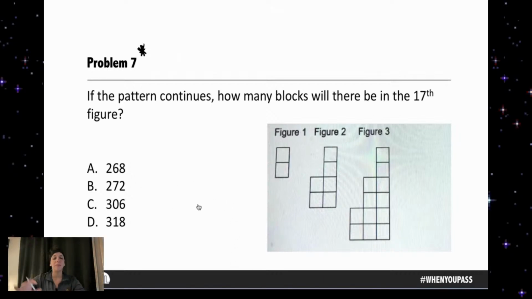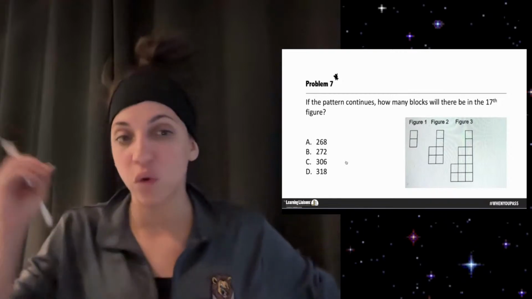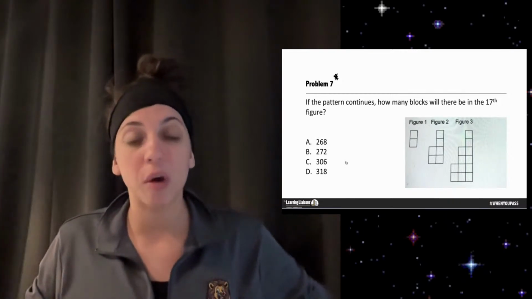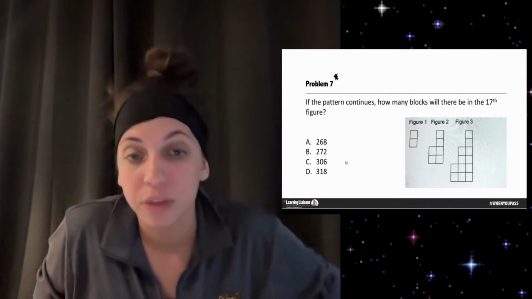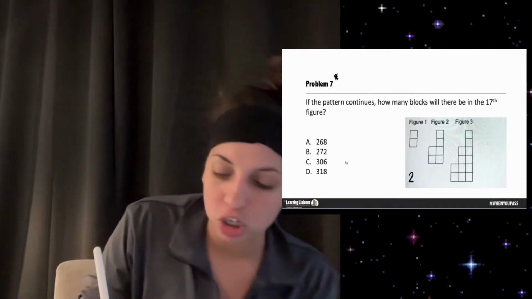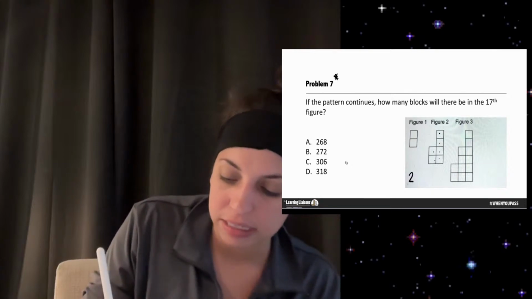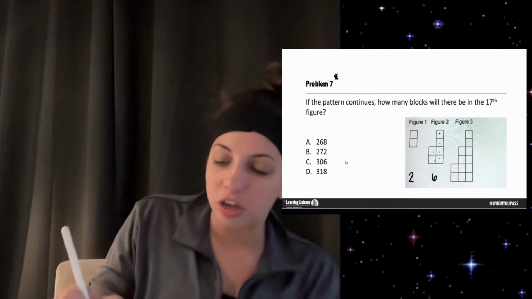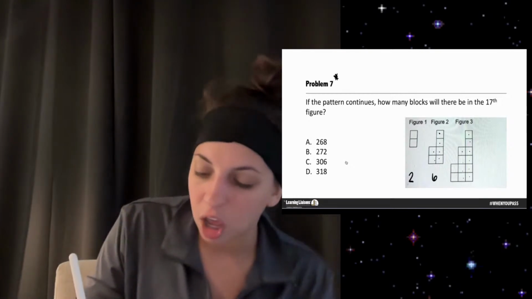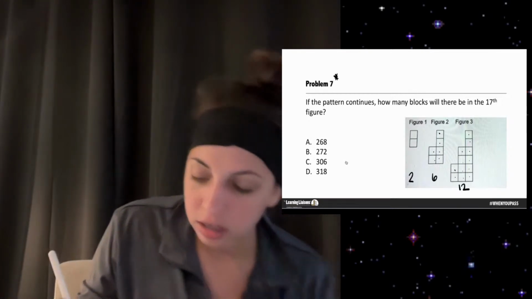Now, people love to have a formula or a process for these kinds of problems. And quite frankly, between you and me, I don't love memorizing formulas or processes that are not necessary. I am a huge proponent of figuring it out. So in figure 1, I have 2 blocks. In figure 2, I have 1, 2, 3, 4, 5, 6 blocks. In figure 3, I have 1, 2, 3, 4, 5, 6, 7, 8, 9, 10, 11, 12 blocks.